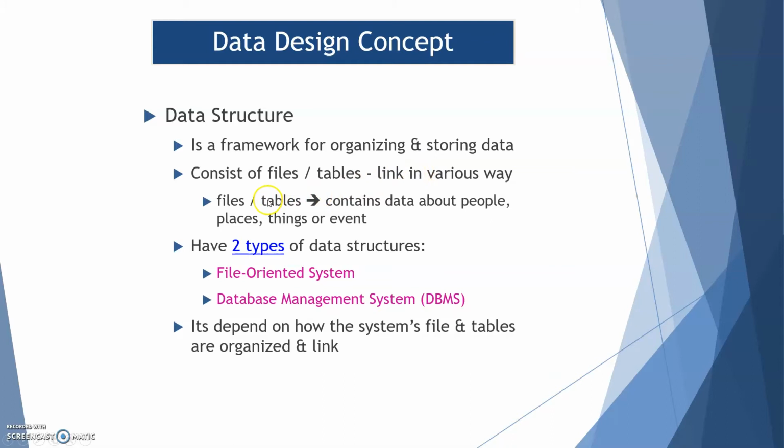Each file or table contains data about people, places, things, or events. For example, one file or table might contain data about customers, and other files or tables might store data about products, orders, suppliers, or maybe employees. Depending on how the files and tables are designed, an information system is called a file-oriented system or a database management system, known as DBMS. So there are two types of data structure: file-oriented system and DBMS.